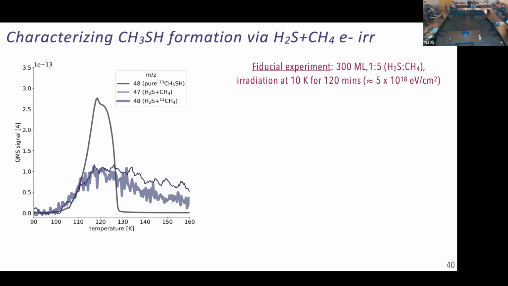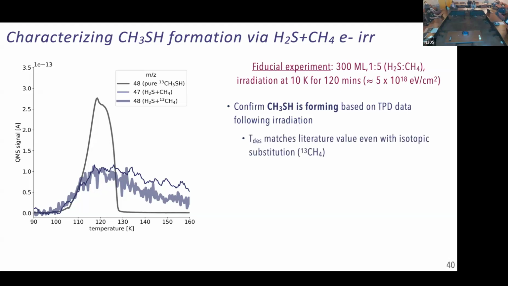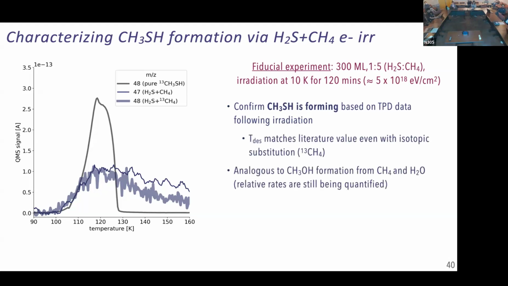Based on this, the way that we can actually determine what molecule is forming, because we don't have the spectral signature, is by doing what we call an isotopic substitution. So each experiment that I do, I ran it with the 13-methane as well, and you would expect it to shift and these TPD curves to match. So these are for a particular mass to charge. So I confirmed that it can form, the desorption temperature matches, and I'm still quantifying the relative rates. And none of these are done in methane-dominated ices.